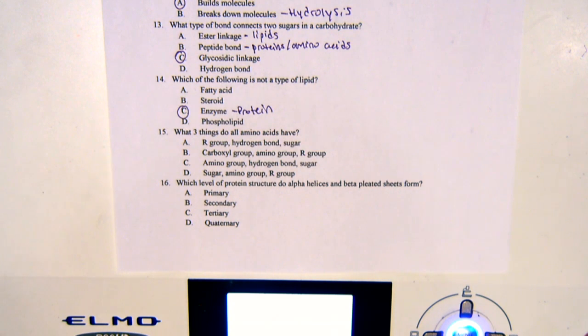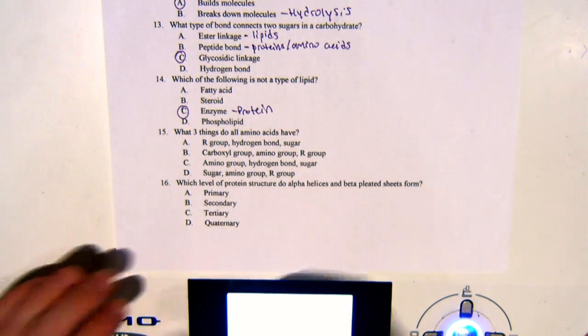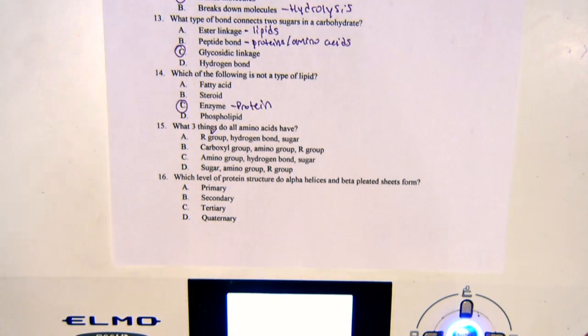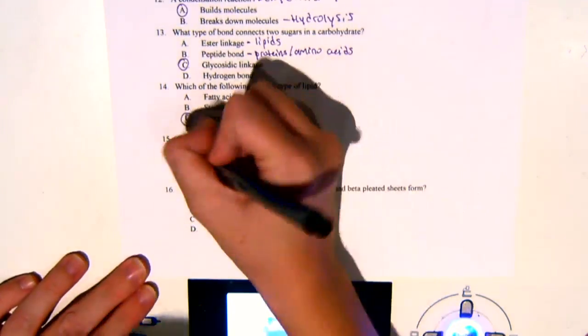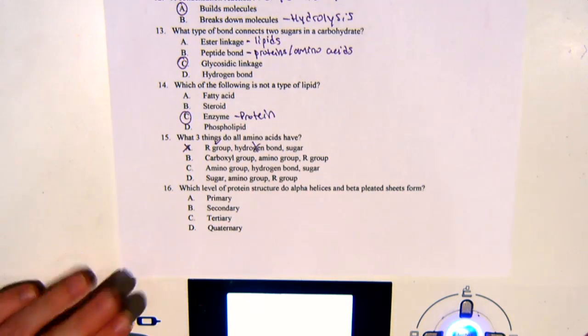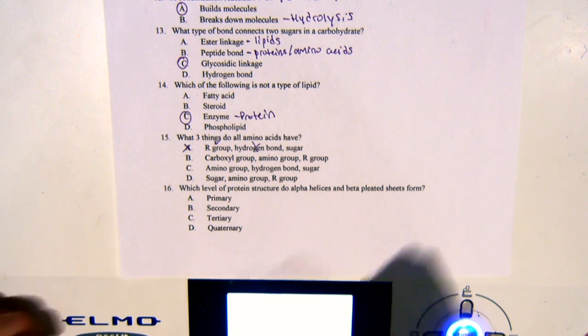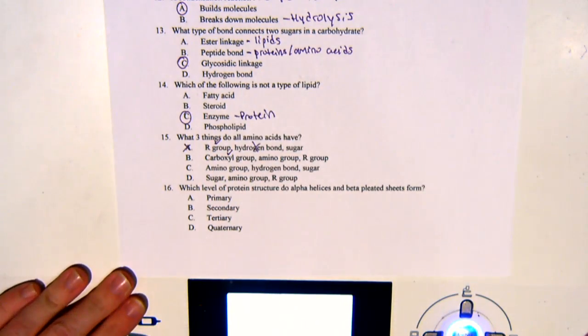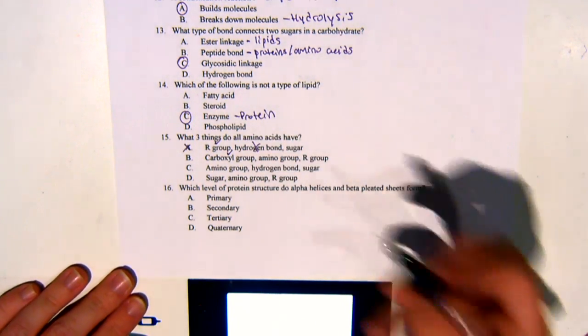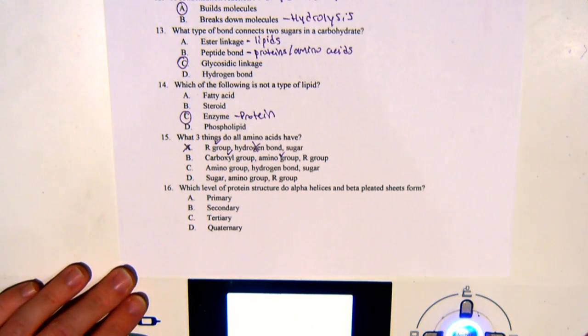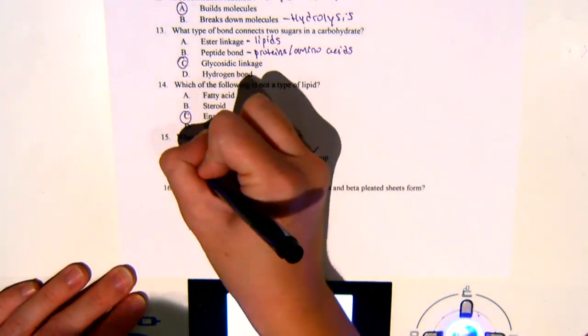What three things do all amino acids have? Do all amino acids have an R group? Do all amino acids have a hydrogen bond? No. So it's not A. Do all amino acids have a carboxyl group? Yes, they do. Do all amino acids have an amino group? Yep. Do all amino acids have an R group? Yep, so B is our answer.